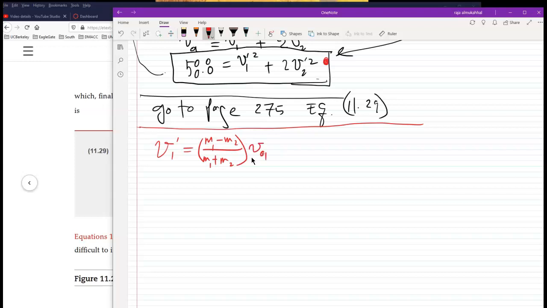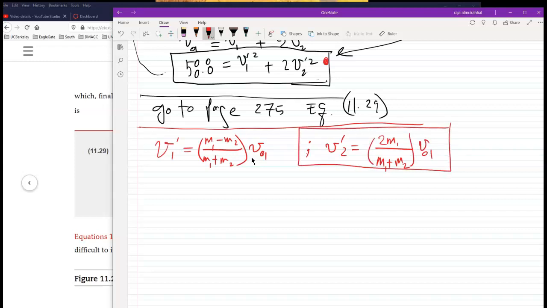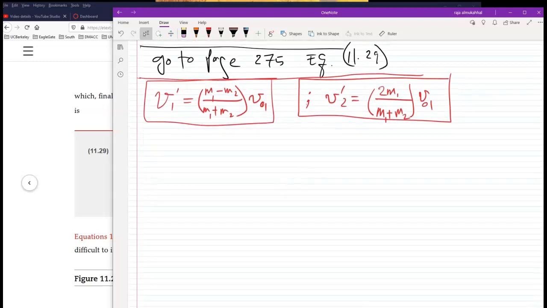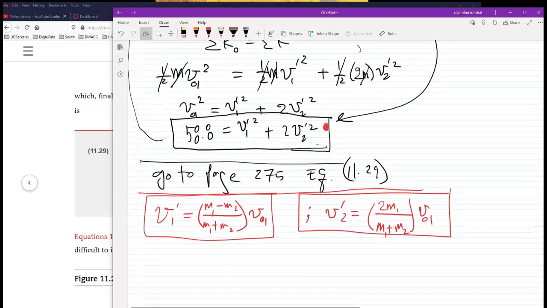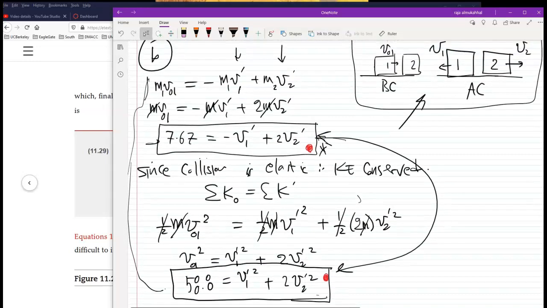Okay, here it is. And V prime 2 is equal to, a similar kind of expression, 2M1 over M1 plus M2 times V naught 1. There we go. Okay? Make sure you keep those handy when you're solving problems with elastic collision. How do we apply this to our case? Well, easy. It becomes really easy.